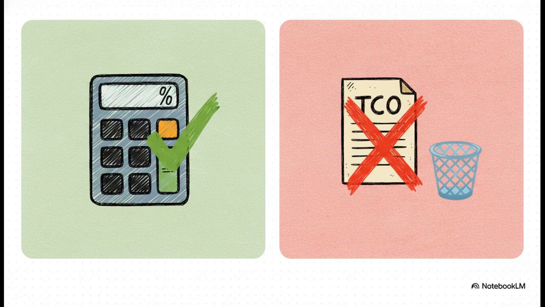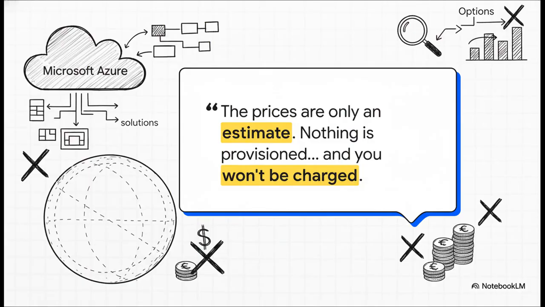It's the wrong answer. And hey, you might be a little nervous to play around with this thing, thinking you're going to accidentally spin up a supercomputer and get a massive bill. Relax, that's not how it works. This is a direct quote from the documentation. It's just an estimate. Nothing actually gets created, and you will not be charged a penny. It's a totally risk-free sandbox, so go wild. Build out your dream architecture and see what it would cost.